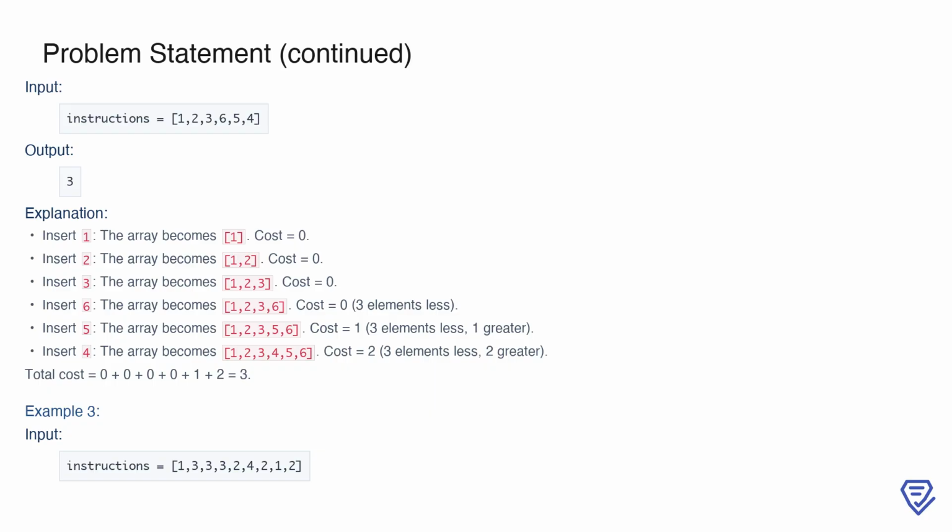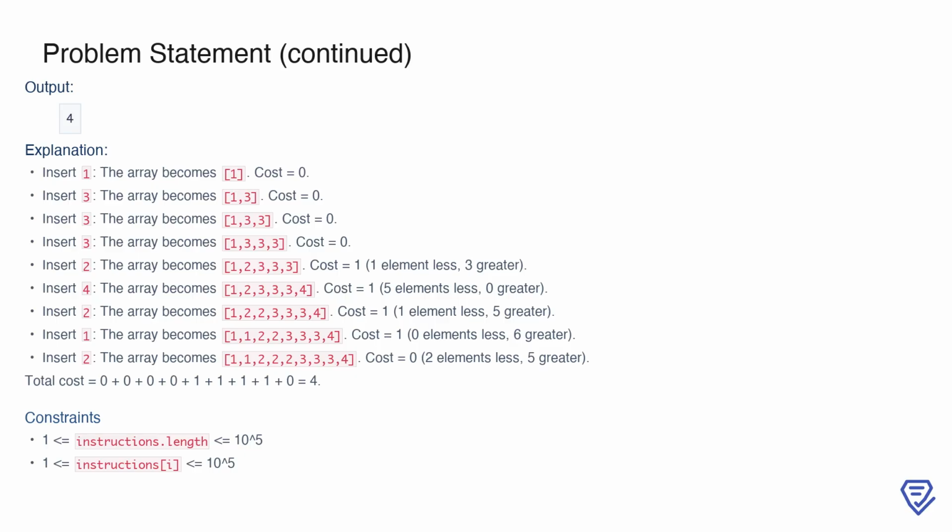When 5 is inserted, the array becomes 1, 2, 3, 5, 6. At this point, there are 3 elements less than 5 and 1 greater, so the cost is 1. Finally, inserting 4 results in 1, 2, 3, 4, 5, 6, where there are 3 elements less than 4 and 2 greater, giving a cost of 2. Summing up all the individual costs, the total cost for this example is 3.